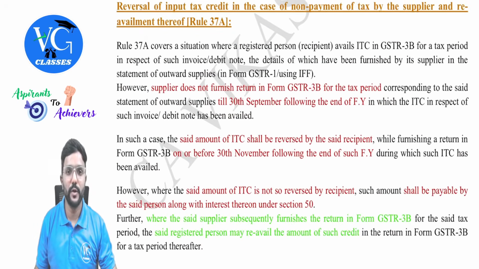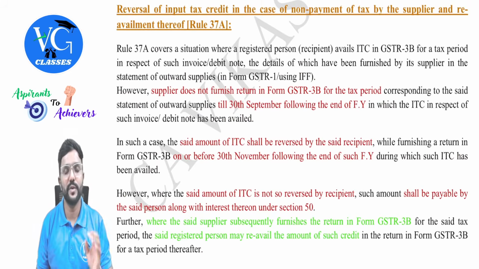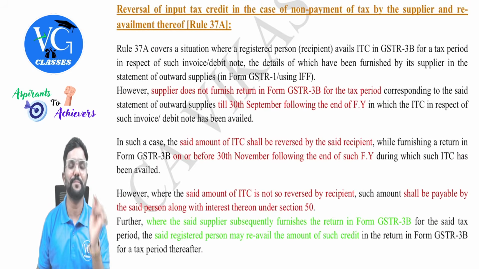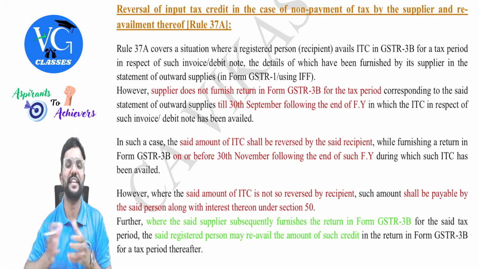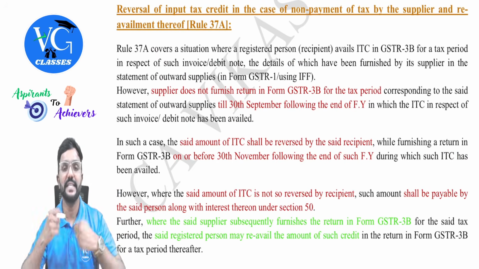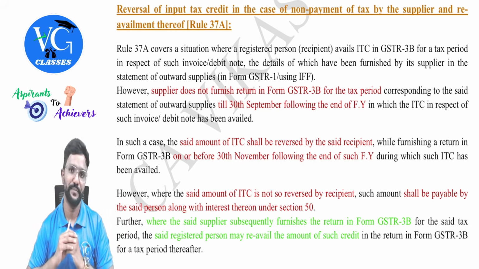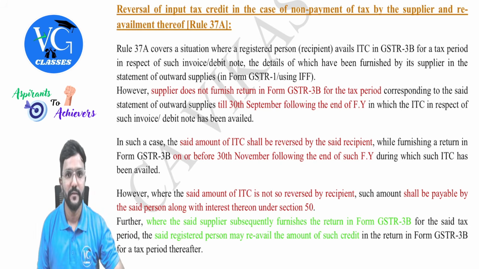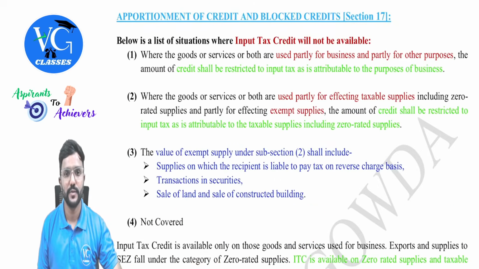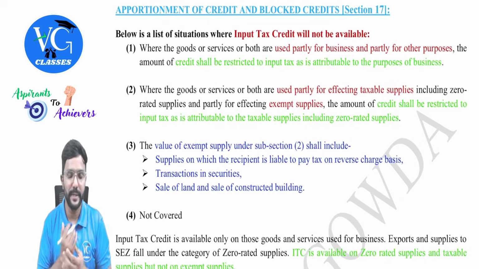So that is what is given in rule 37A, guys. This is only for the mistake or default of the supplier by not filing GSTR 3B. The recipient will be punished by reversing the credit. You need to reverse the credit. Is that clear? Fine. We'll move forward. So we are moving to section 17.